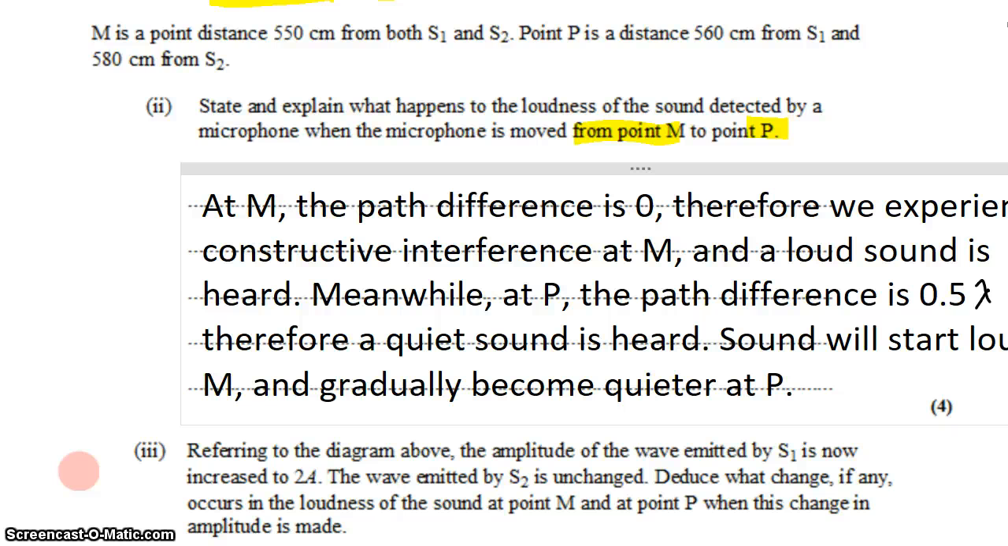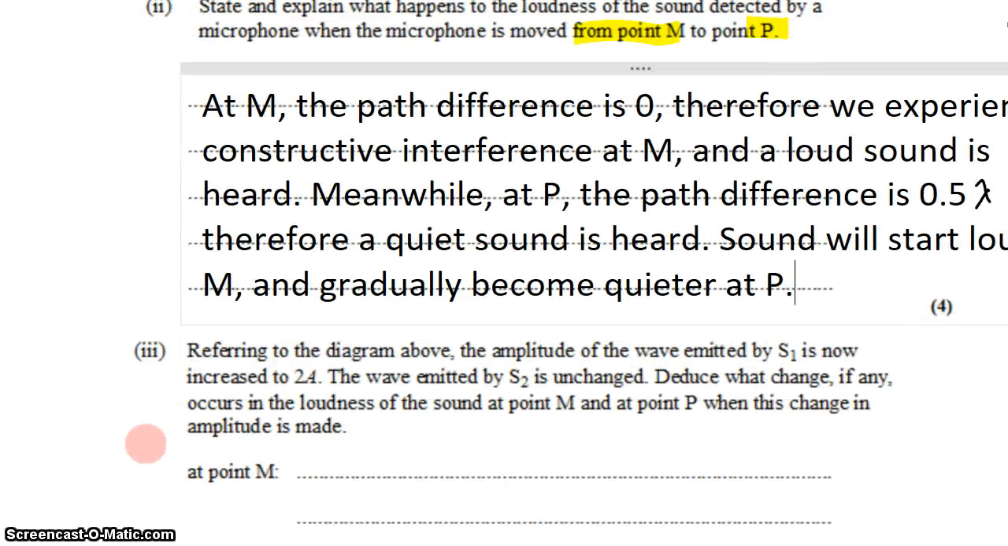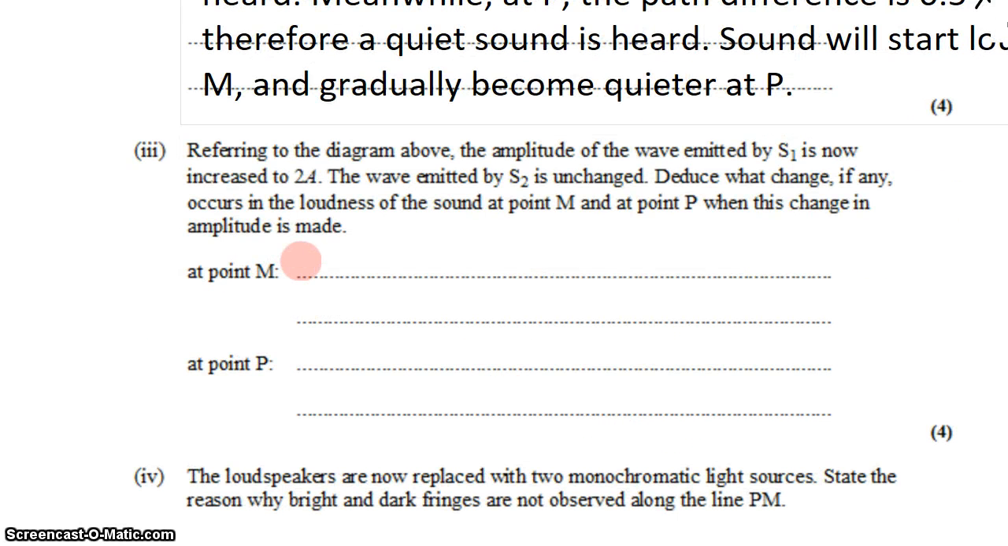Right, so continuing on with the same question, we're going to change the situation. Referring to the same diagram, the amplitude of the wave emitted by S1 is now increased to 2A, so the amplitude is doubled. Meanwhile, we'll leave the wave emitted by S2 the same. We want to deduce what change, if any, occurs to the loudness of the sound at M and at P when this change is made. So we'll start with M.